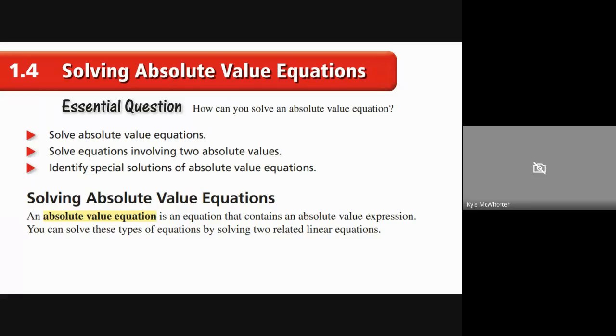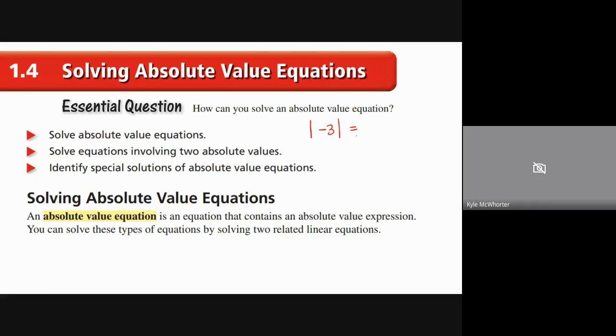Okay, so we're going to be talking about absolute value equations and how to solve them. To remind you what an absolute value is, it looks like two vertical lines. You can take the absolute value of a number, right? Like the absolute value of -3.